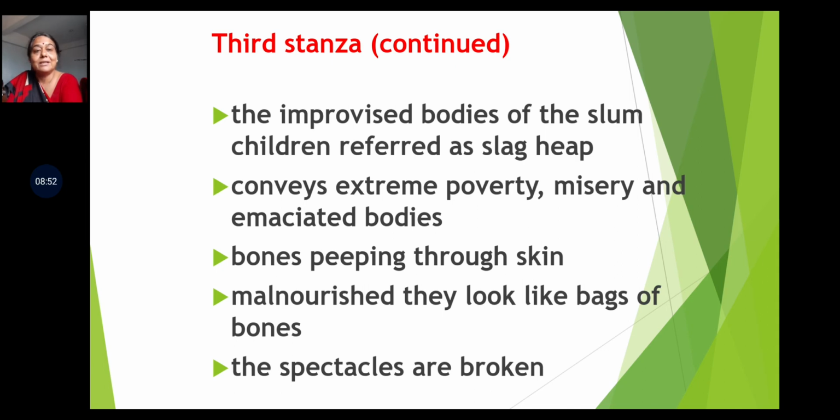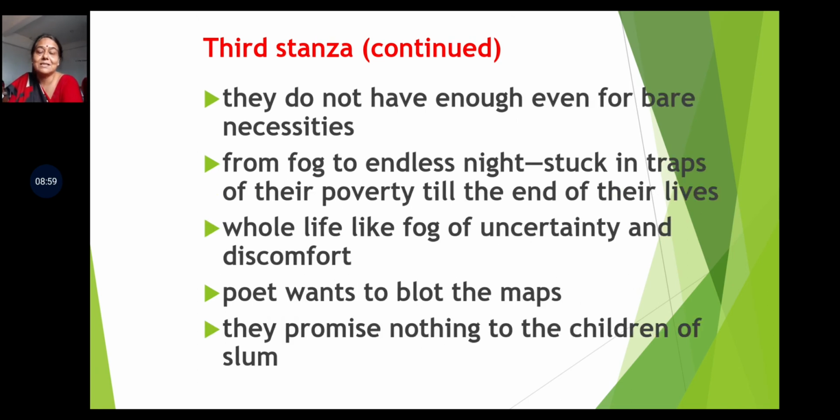Some of the children have bad eyesight, they are using spectacles. But these spectacles are broken, the glasses are broken, and this shows that they do not have enough for bare necessities also. Their life is from fog to endless night. It is stuck in the traps of poverty till the end of their life. They cannot come out of it, and generation after generation, they are in this vicious circle, not able to come out of it. From fog to the endless nights.